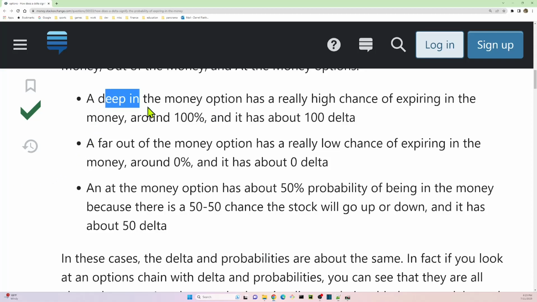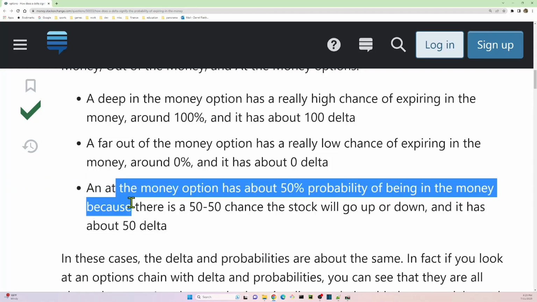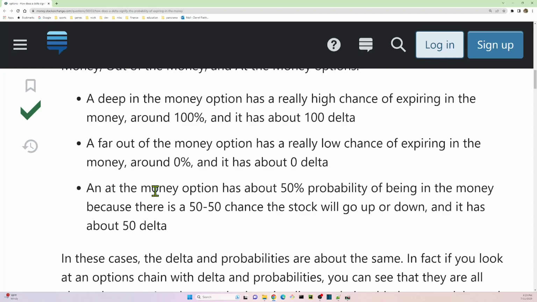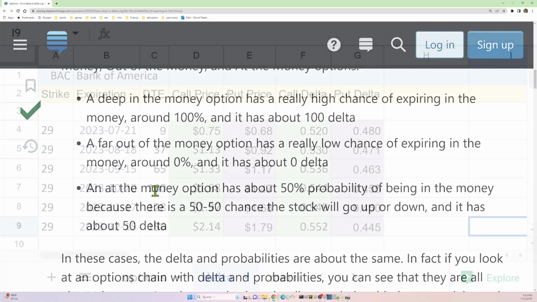A deep in the money option has a really high chance of expiring in the money, around 100%, and it has about 100 delta. A far out of the money option has a really low chance of expiring in the money, around 0%, and it has about a 0 delta. An at the money option has about a 50-50 chance of being in the money, because there's a 50-50 chance of the stock going up or down, and it has a 50 delta.